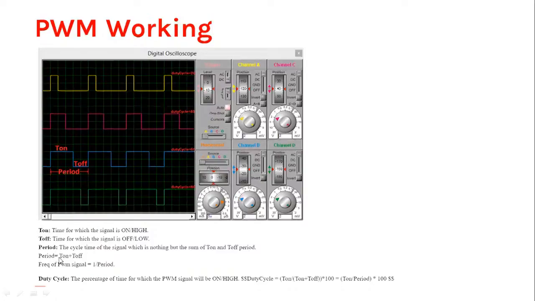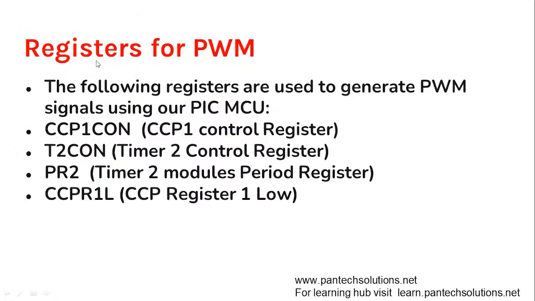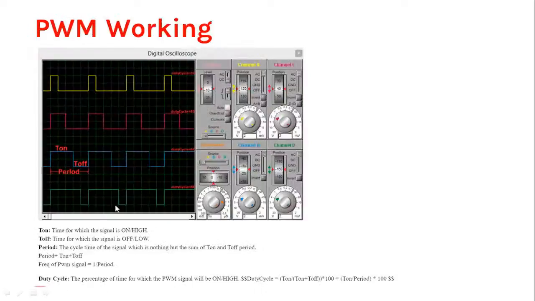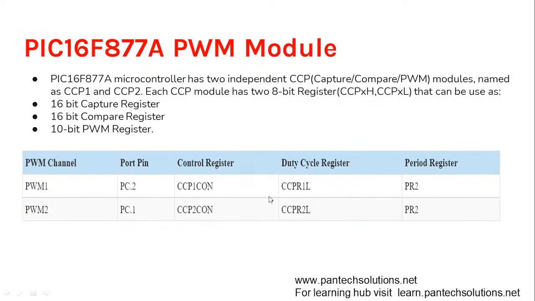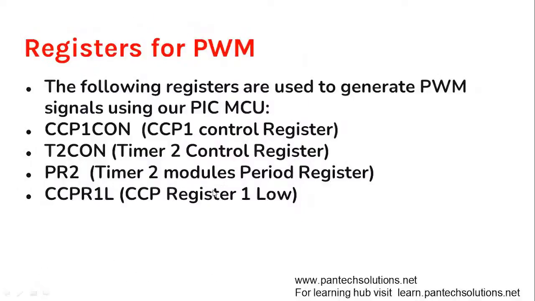Coming to the registers for pulse width modulation, these are the registers used to generate the PWM signals using our PIC MCU: the CCP1CON control register, the Timer 2 control register T2CON, and PR2, the period register for the Timer 2 module. And CCPR1L, which is the duty cycle register. So these are the registers we are going to use in the code.